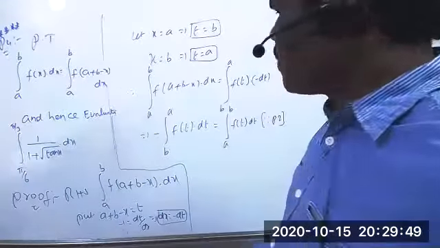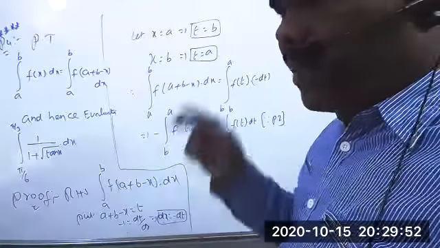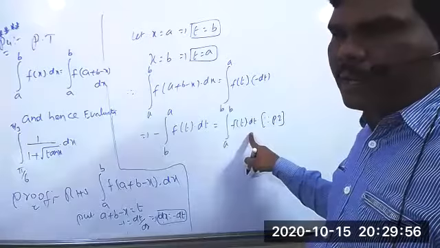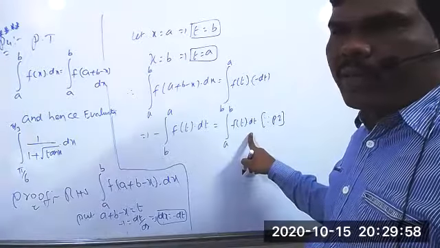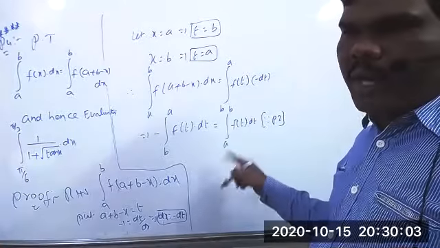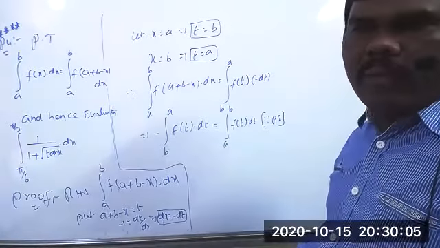Since you can write now property 2. And by the first property, we know very well the condition. By the first property, what do we have? Integration of a to b f of x dx equals integration of a to b f of t dt. Am I correct?